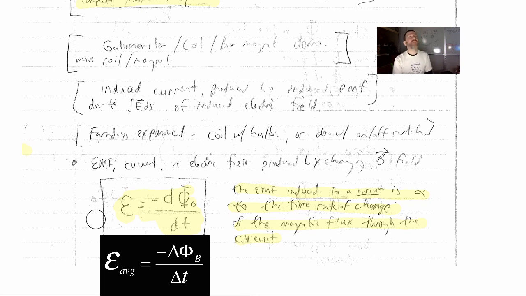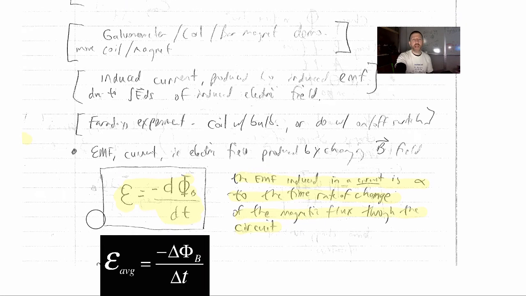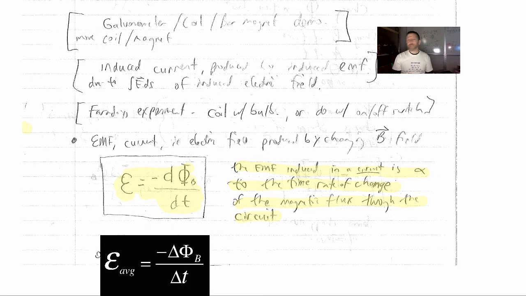What happens when you put batteries in series? What happens to the total voltage drop that you get? They add. If there are N loops, what is the EMF going to be produced by a coil of N loops? Go ahead and make that prediction.